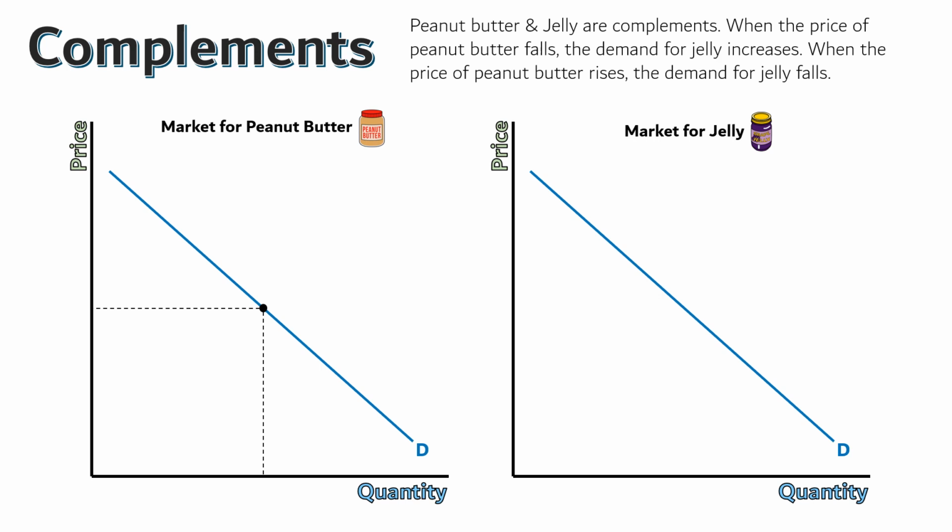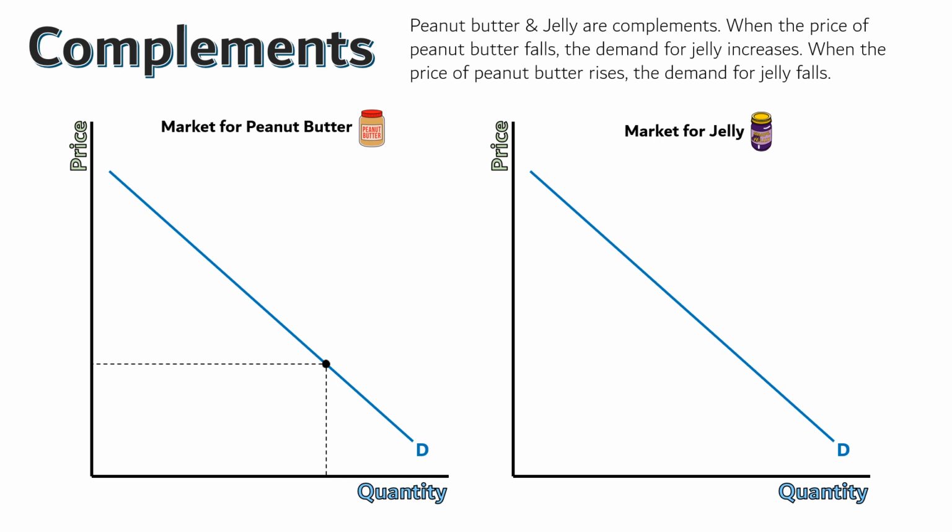When the price of peanut butter falls, the demand for jelly increases. When the price of peanut butter rises, the demand for jelly falls. Let's take a look on the graphs below. We can show a decrease in the price of peanut butter by moving down along the demand curve for peanut butter. We can see that this movement represents the lower price as well as the consumer's reaction in that they will buy more peanut butter.